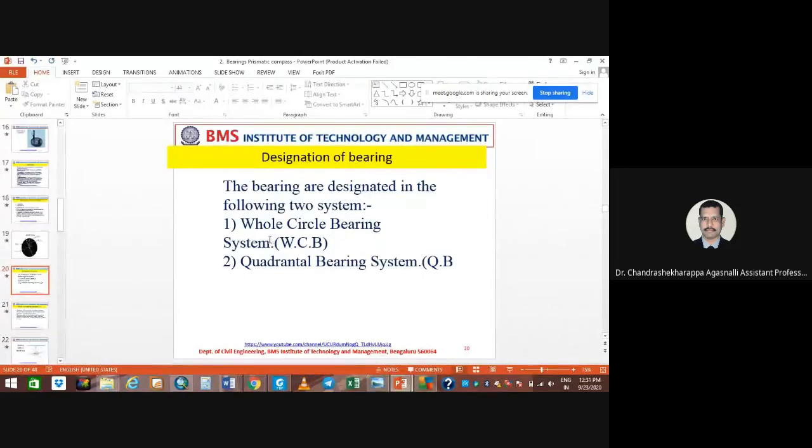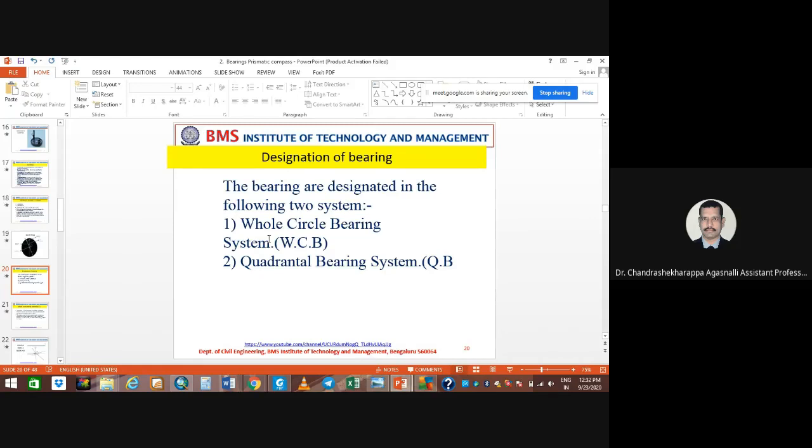Right, and the designations of the bearings decide the whole circle bearing and quadrangle bearing systems. As I told you, there are two types of readings or bearings or directions. You can take it from the compass. So generally it depends on your requirement, depends on what is convenient, you can take it.